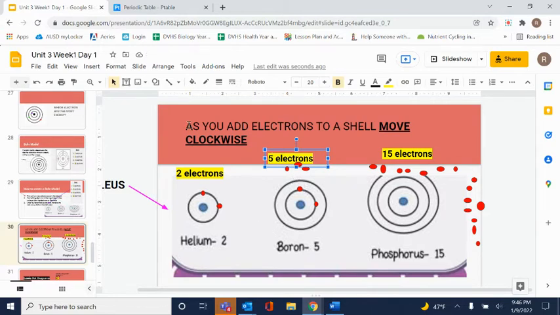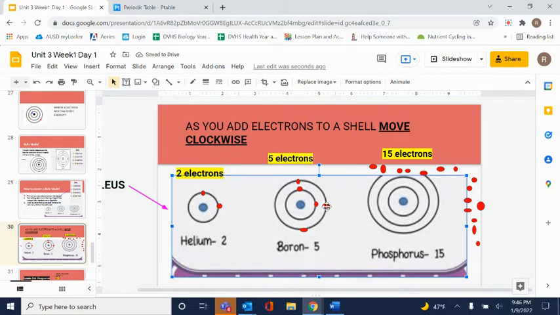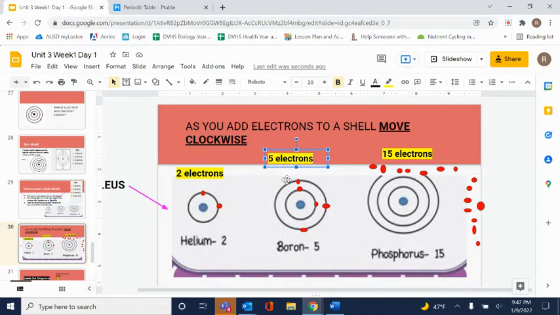So just like the rule says, add electrons clockwise. So this is electron number 3 for boron, electron number 4 for boron, and electron number 5 for boron. And notice all 3 of those are on the second ring. We could have fit 8 electrons on this outer ring, but we didn't need it because boron only has 5 electrons. 2 in the first ring, 3 in the second ring.